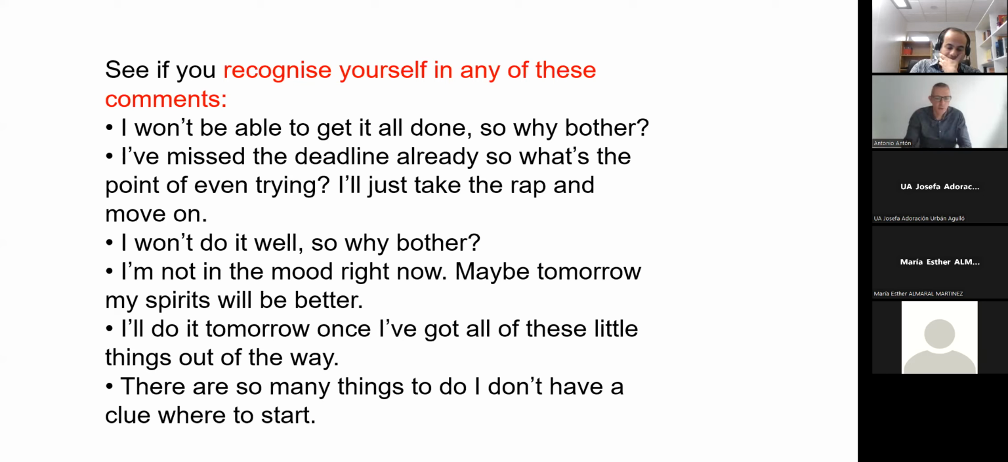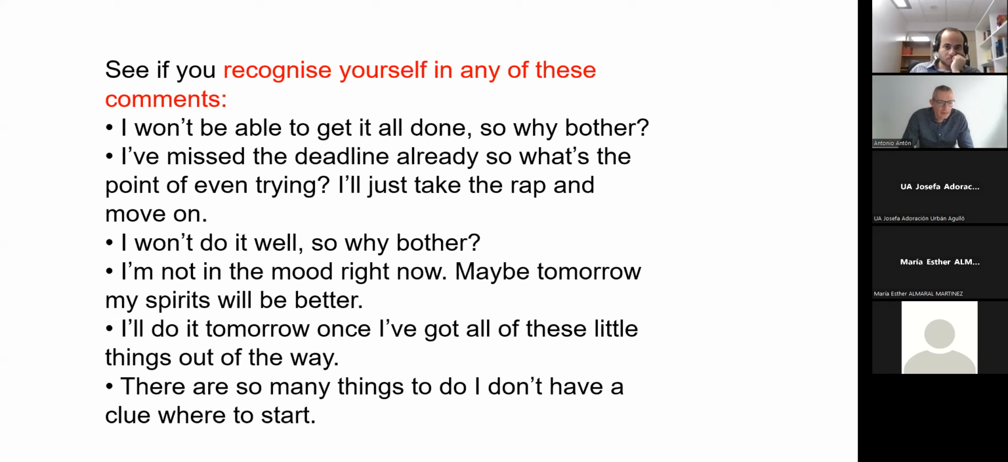It's like, well, tomorrow will be another day, and tomorrow will be different. Perhaps, I don't know. But perhaps tomorrow will be the same. This is a bad reflection, when you say maybe tomorrow my spirit will be better, because tomorrow perhaps you will be in the same not-in-the-mood state and you delay the activities. Same with, "I will do it tomorrow once I've got all these things out of the way."